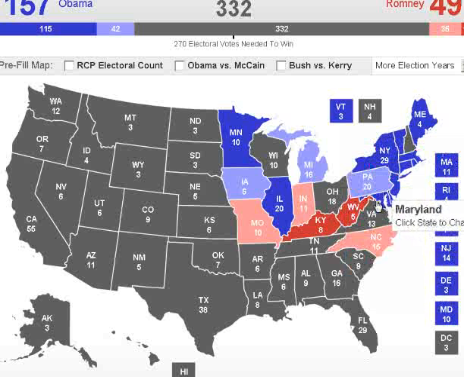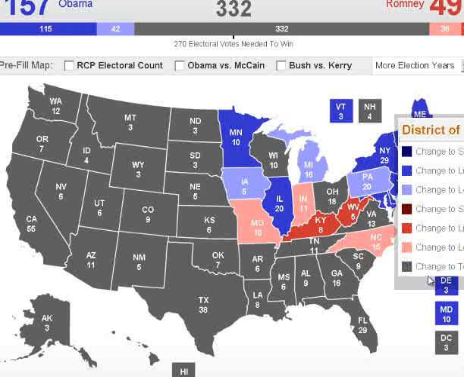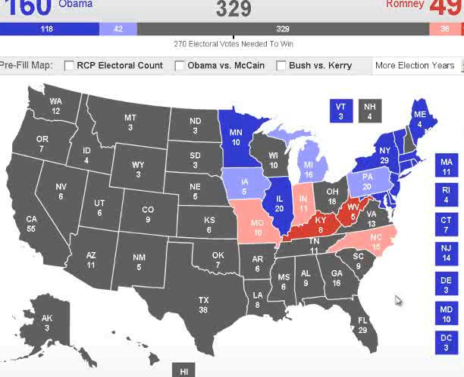By the way, I forgot to do District of Columbia over here. District of Columbia is one of the few areas that can be predicted with absolute certainty. It will probably give President Obama about 90% of its votes, so we can just put that in the Obama column without too much discussion.